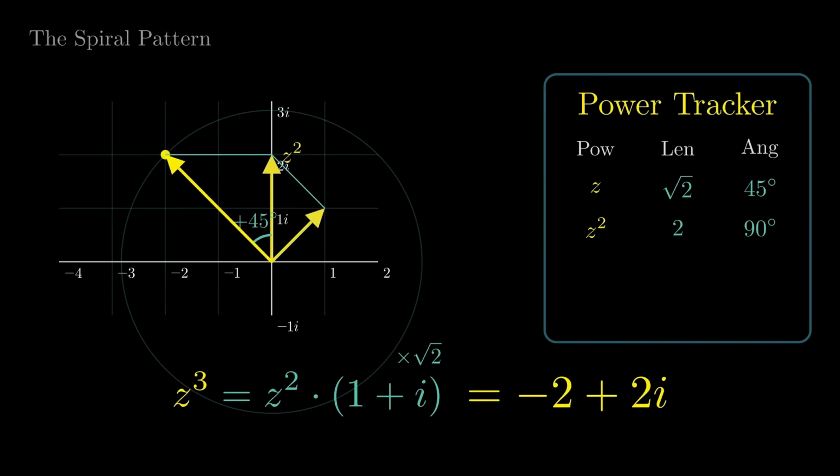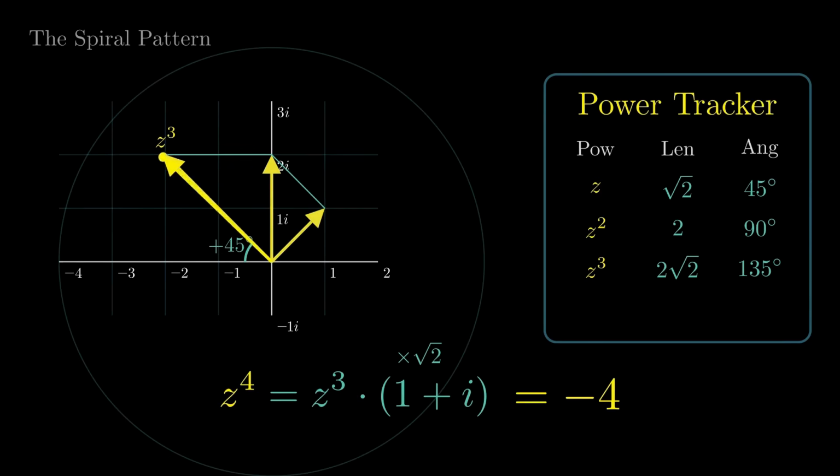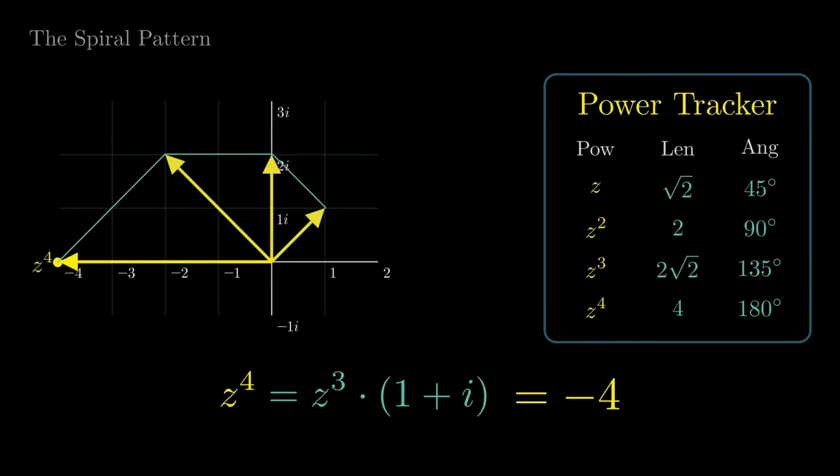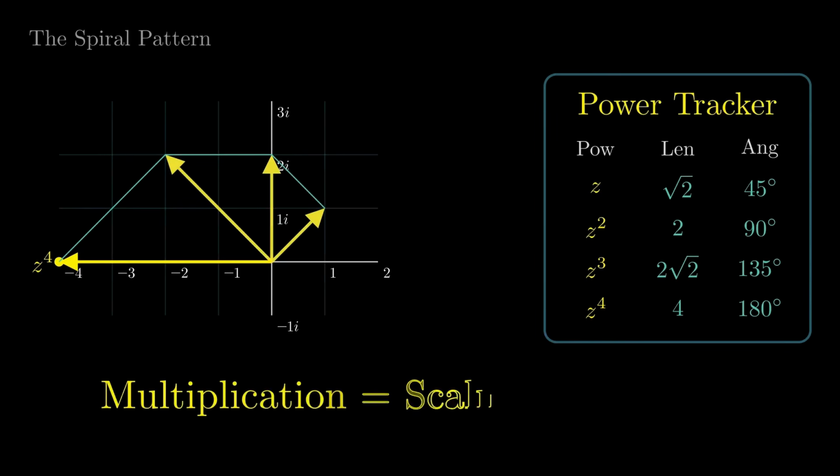The angle keeps increasing: 45 degrees, 90 degrees, 135 degrees, 180 degrees. At the same time, the length keeps growing: square root of 2, 2, 2 square root of 2, 4. That is the key idea. Complex multiplication is scaling plus rotation. And that is exactly why repeated powers trace a spiral.